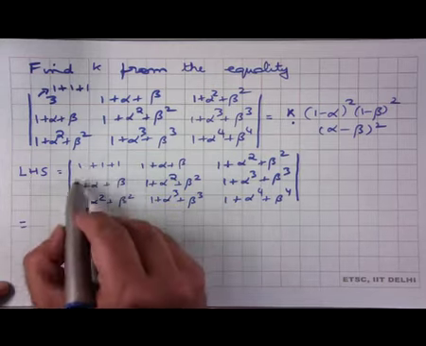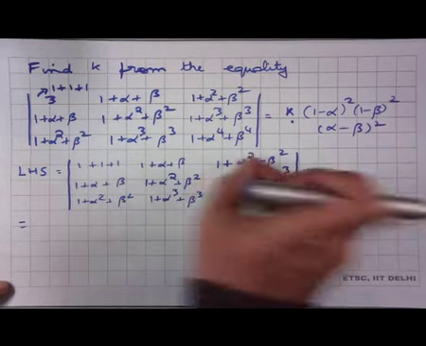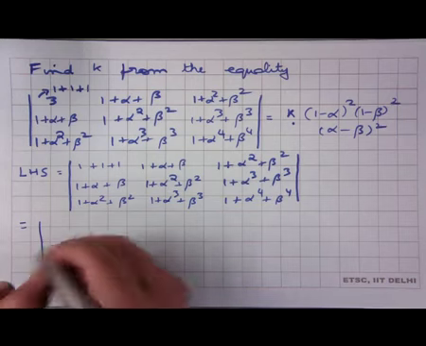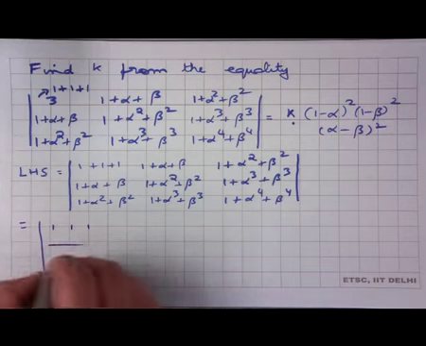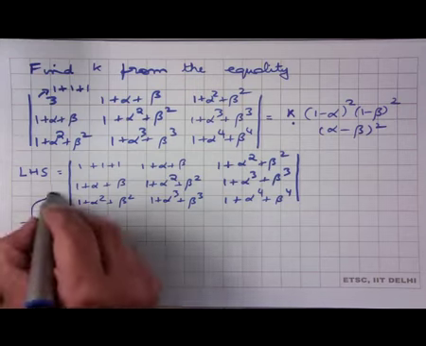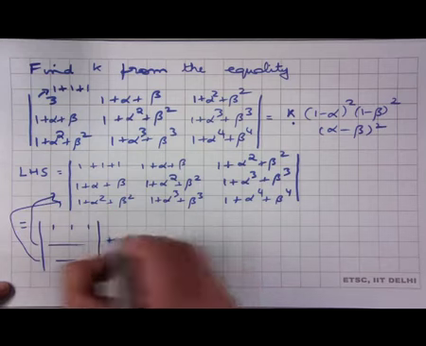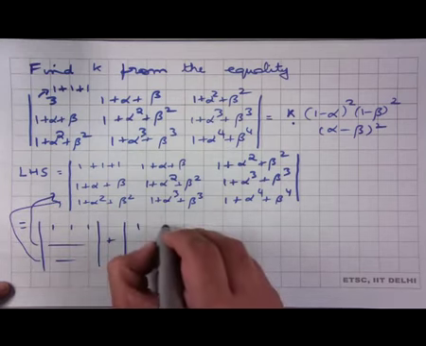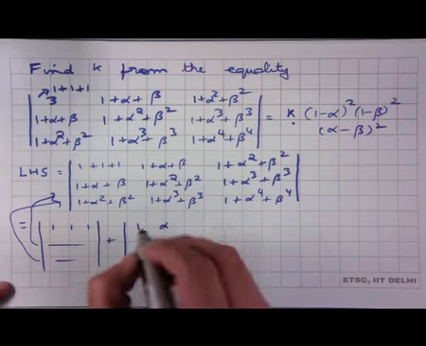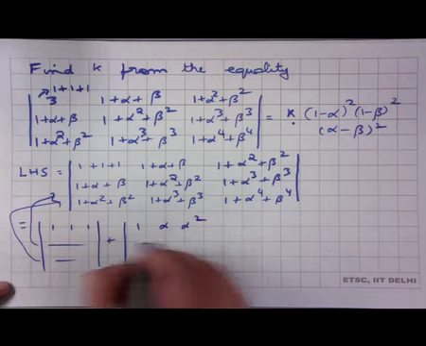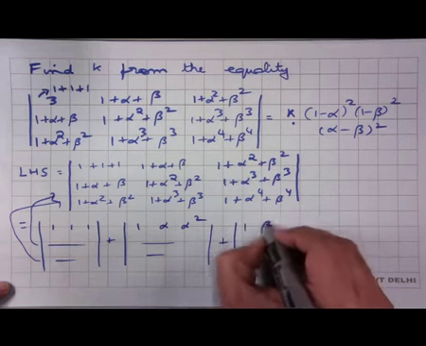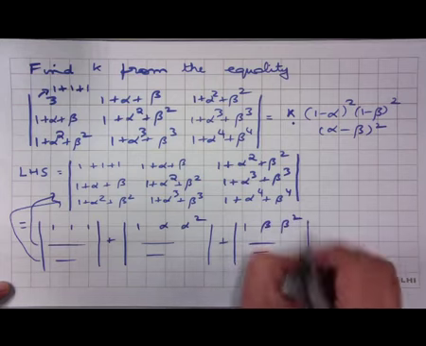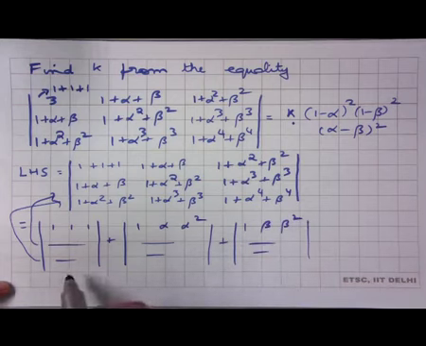Now we can replace this as a sum of three determinants obtained by splitting the first row entries. So we can get that this is 1, 1, 1, and then the same rows as here. So these are same rows, plus the second one, 1 alpha alpha square, and then the same rows, plus 1 beta beta square, and then same rows. So then we have replaced one determinant with a sum of three determinants.